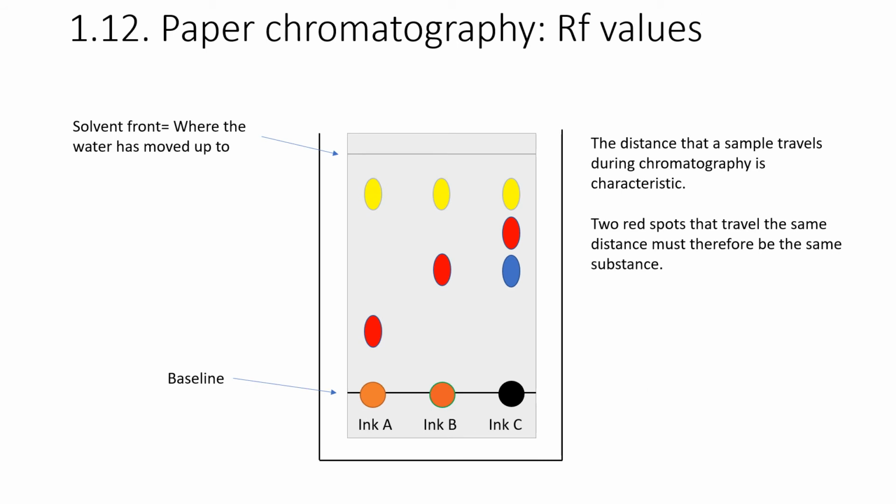Aside from just looking at 2 spots, seeing that they've moved the same distance and therefore assuming that they're the same dye, we can also do this quantitatively. But first, there are a few things we need to clarify. The original line drawn in pencil on the chromatography paper, we call that the baseline. That's where the inks began. The line now at the top that I've drawn up there is called the solvent front. This is where the water has moved up to in the course of the experiment. We need to be comfortable with where these 2 things are if we're going to move on to calculate the RF values.